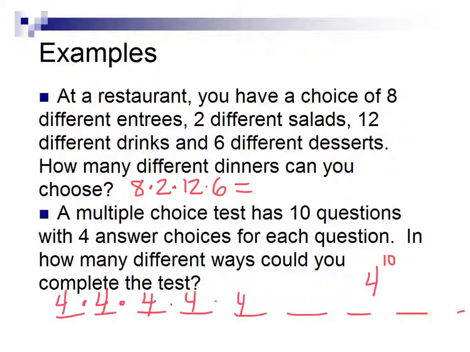If it was 5 answer choices, maybe A, B, C, D, or E, then you'd have 5 to the 10th power.